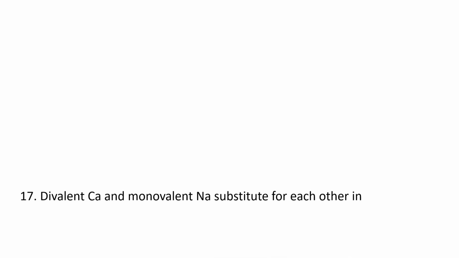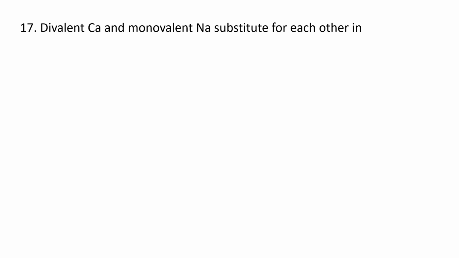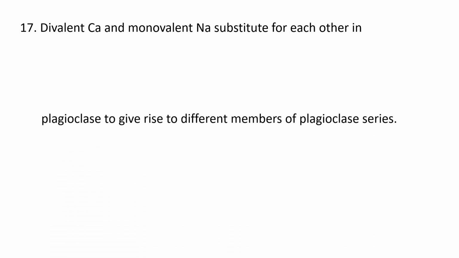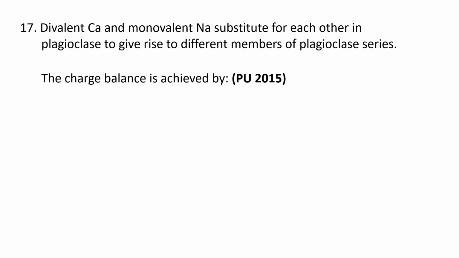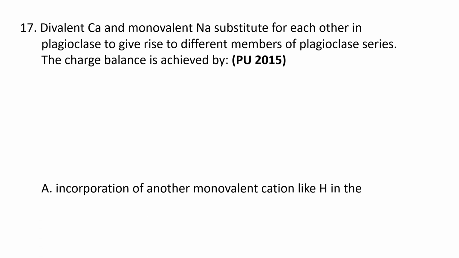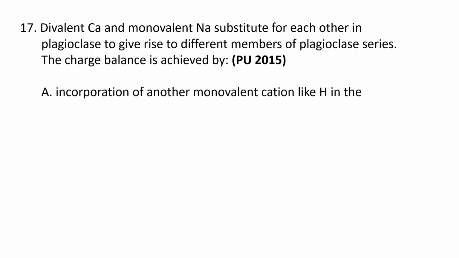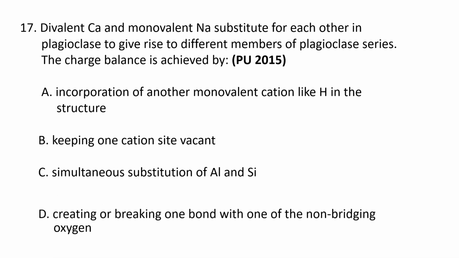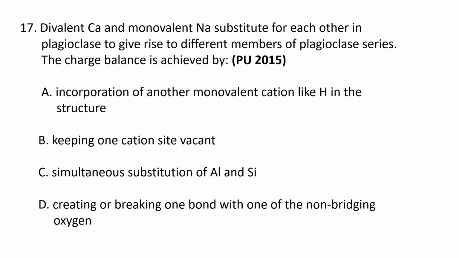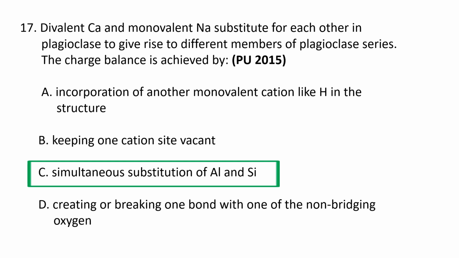Next question. Divalent calcium and monovalent sodium substitute for each other in plagioclase to give rise to different members of the plagioclase series. So the charge balance is achieved by A, incorporation of another monovalent cation like hydrogen in the structure, B, keeping one cation site vacant, C, simultaneous substitution of aluminum and silica, and D, creating or breaking one bond with one of the non-bridging oxygen. So the correct option is C, simultaneous substitution of aluminum and silica.